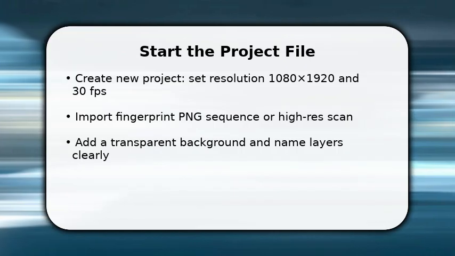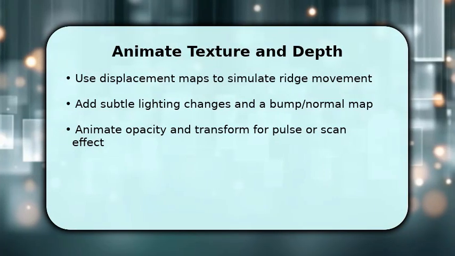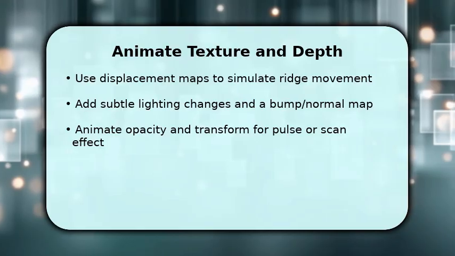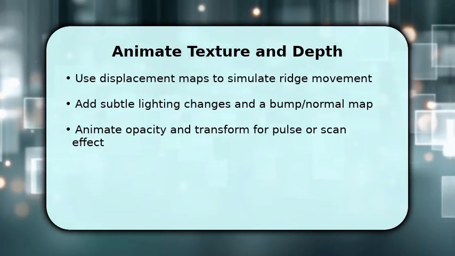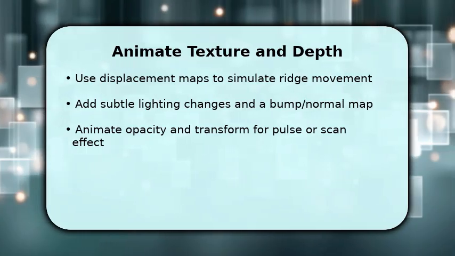Make sure to save a versioned copy before proceeding so you can revert if an experimental step alters detail you want to preserve. Now you create motion from texture. Generate a displacement map that follows the ridge flow and animate its intensity to mimic scan movement. This yields natural deformation without redrawing.